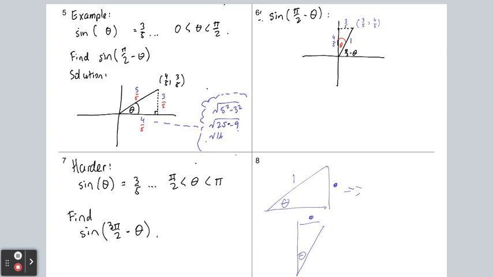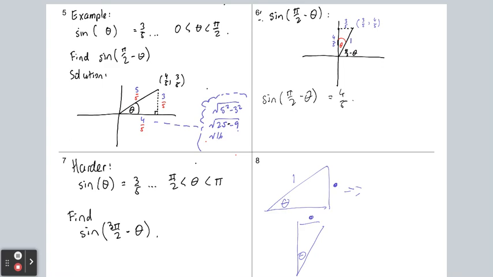And so that means that sine of pi on 2 minus theta is equal to the y-coordinate in the first quadrant, so it's positive, so it's 4/5. So we're just looking at the y-coordinate because it was sine. If we were looking for the cosine, we'd be looking at the x-coordinate.